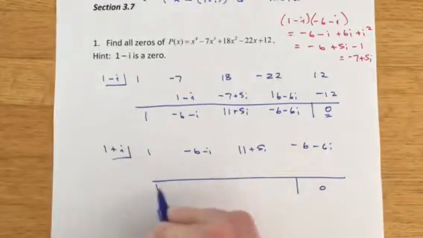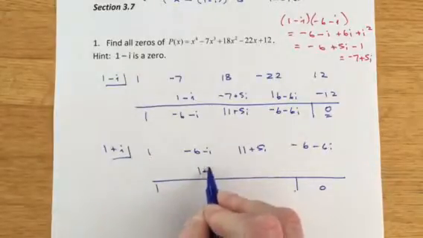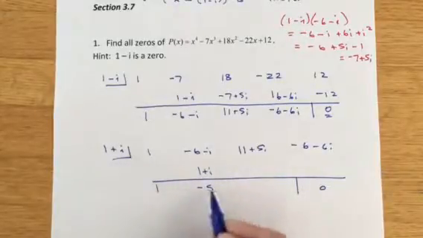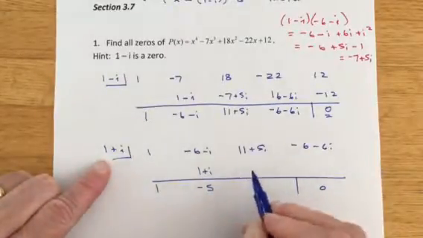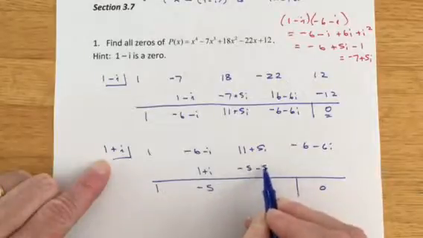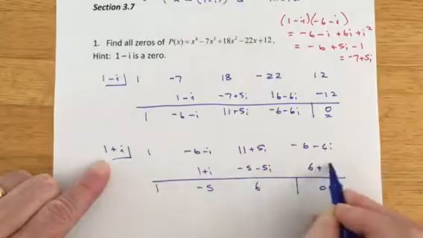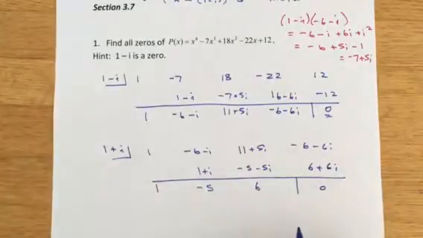So bring down, multiply. So that's 1 plus i. This is nice. We add, we just get -5. So a little bit easier multiplication, this is just a distribution. So it's -5 minus 5i. And we add, the i's drop out. Multiply one more time, you get 6 plus 6i, which in fact leaves you with 0.